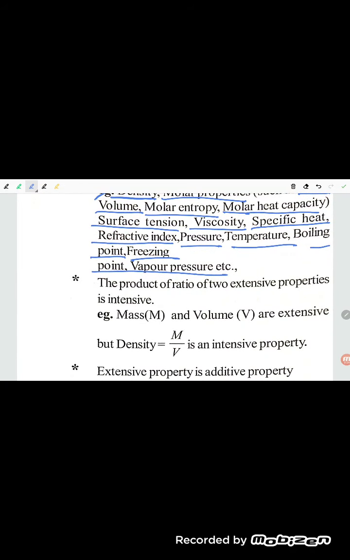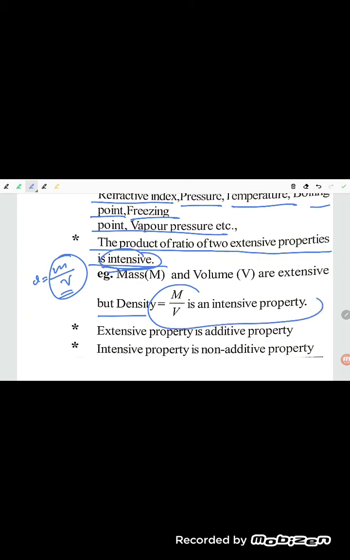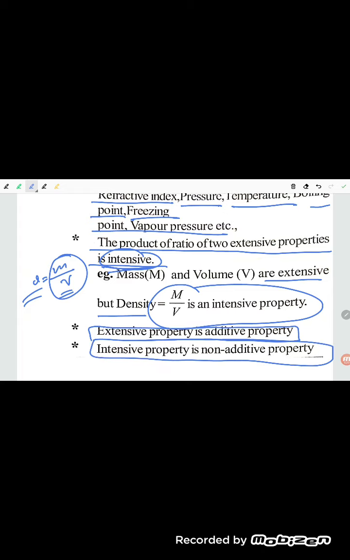Okay, students. Now the next point is that the ratio of two extensive properties is intensive. For example, density is equal to mass by volume. Mass and volume are extensive properties, but their ratio is what? An intensive property. So density is equal to mass by volume. Both mass and volume are extensive, but the ratio is intensive. Extensive properties are additive, while intensive properties are not additive.